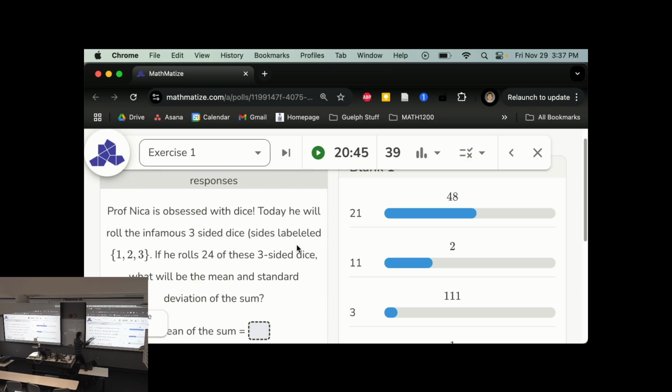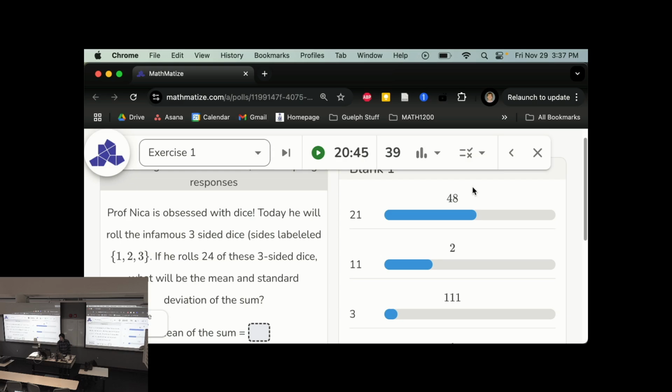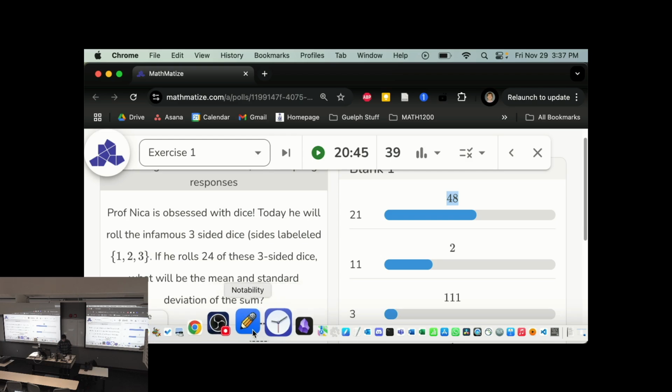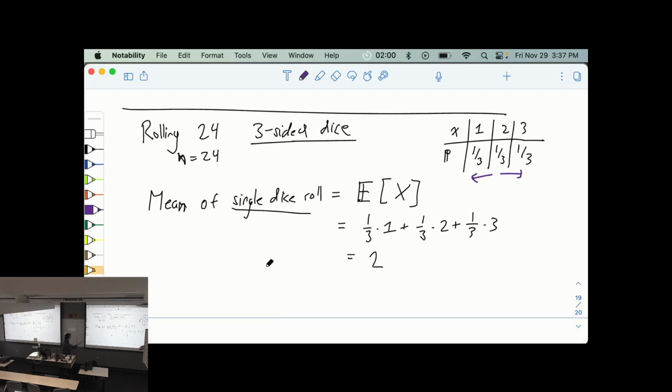Everyone said 48, and I said the answer was 2. So only 11 people got it right, apparently. No, of course, the answer is 48. So don't forget, I did exactly what I said you should not do, which is I mixed up the mean of the sum with the mean of the individual dice. So the mean of a single dice roll is 2.